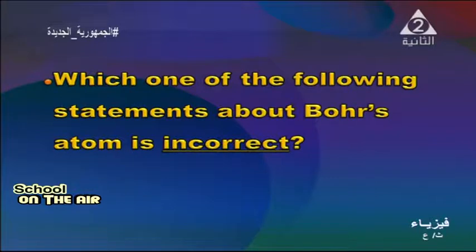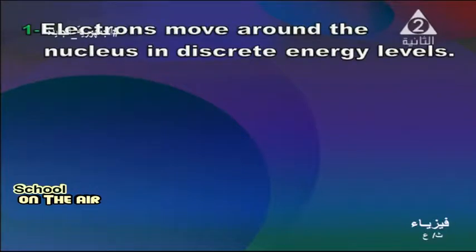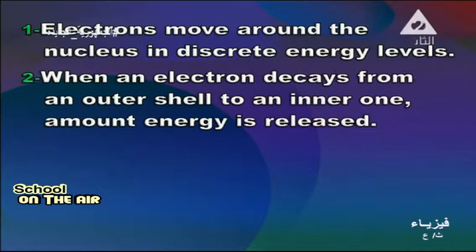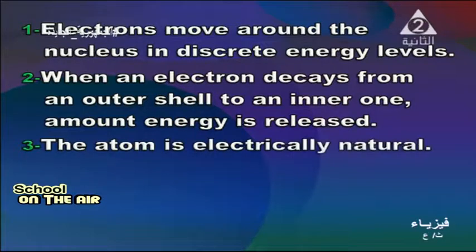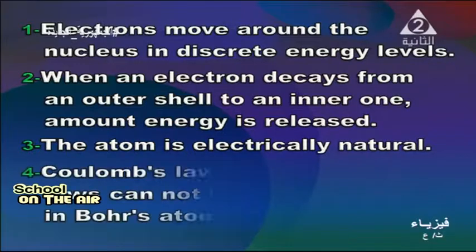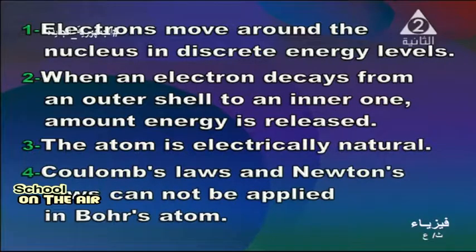Which one of the following statements about Bohr's model is incorrect? Electrons move around the nucleus in discrete energy levels, and this is correct. When electrons decay from an outer shell to an inner one, an amount of energy is released, and of course this is correct. The atom is electrically neutral, correct. Coulomb's law and Newton's laws cannot be applied. Actually, they can be applied. This is the incorrect one.